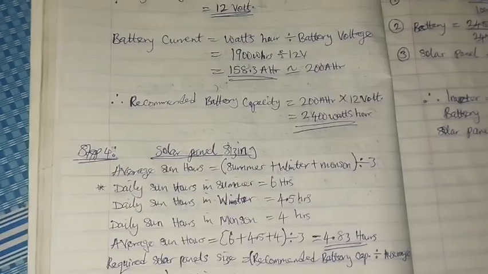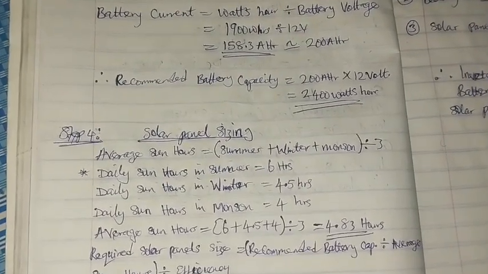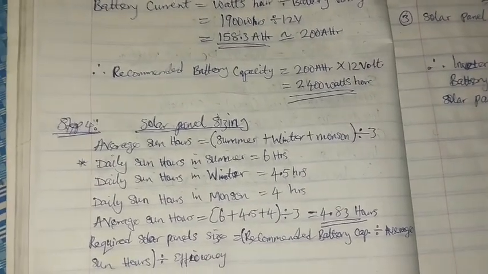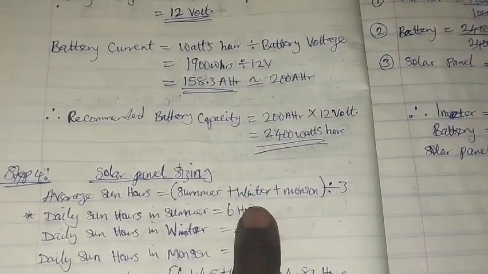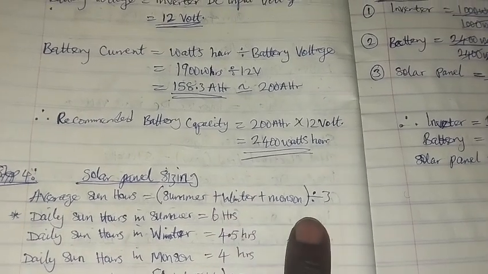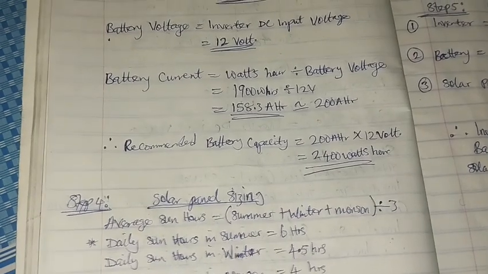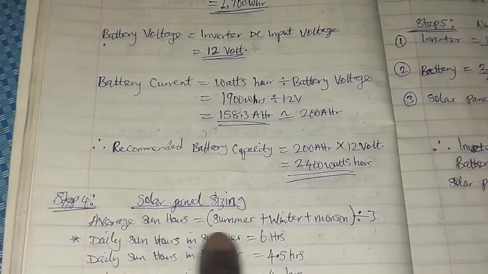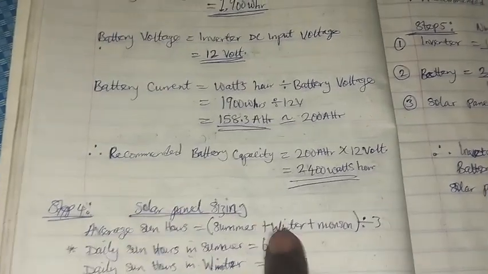Okay, so in our solar panel sizing, these are the things you need to look at. First, we need to know that we don't have a stable weather condition, which means that our weather condition varies. We have summer, we have winter, we have the one called monsoon. So for us to size our solar panel, we start by looking for the average sun hour, which is equal to summer plus winter plus monsoon divided by 3, because they are all 3.